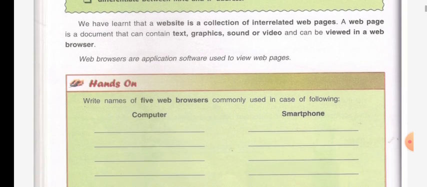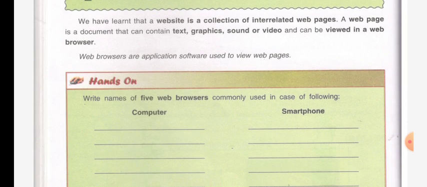First you will see here, we have learned that a website is a collection of interrelated web pages. We already created our web pages using HTML in the previous chapter, and we know a website is a collection of interrelated web pages. A web page is a document that can contain text, graphics, sounds or videos. So we also know that we can insert information in the form of text, graphics, sound or videos.